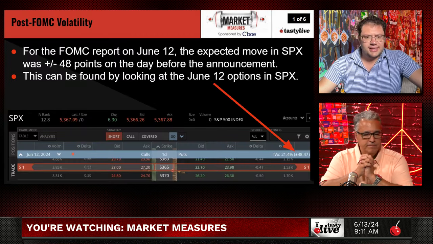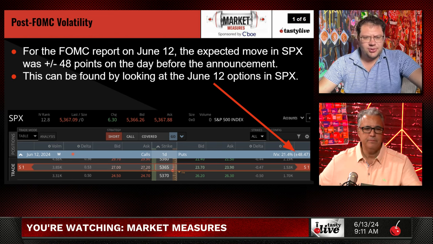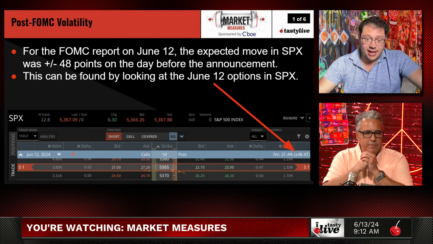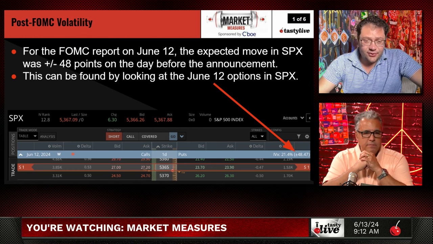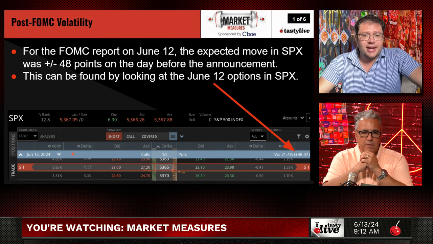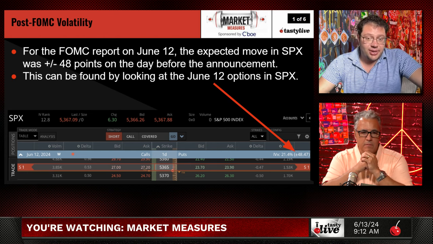Let's take a look. First slide. For the FOMC report on June 12th, the expected move in the SPX was 48 points plus or minus on the day before the announcement. This was taken on June 11th for the June 12th options. This was real data, 48 points plus or minus by the close on Wednesday, taking into account CPI and FOMC.